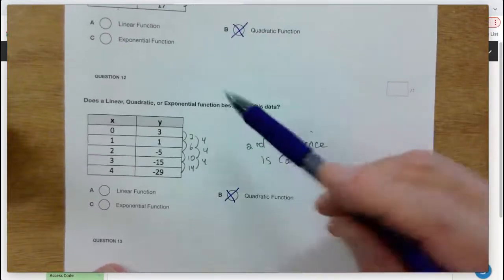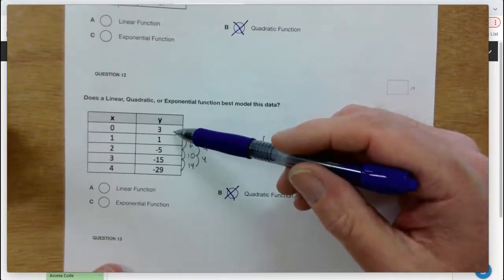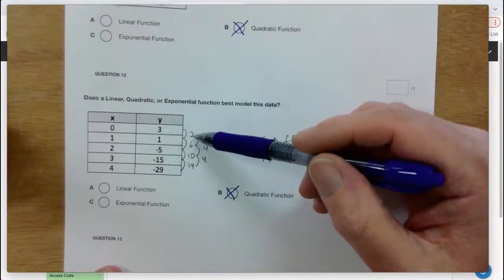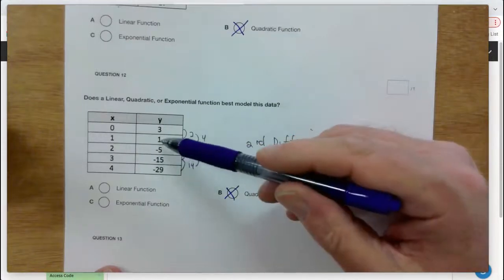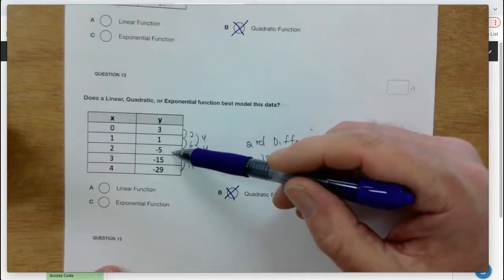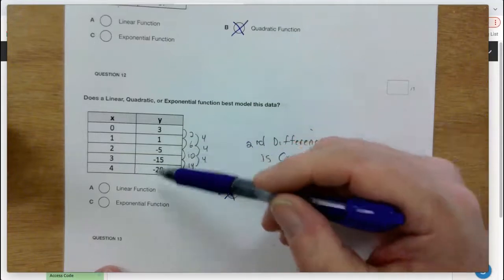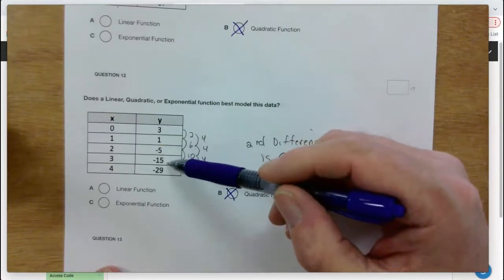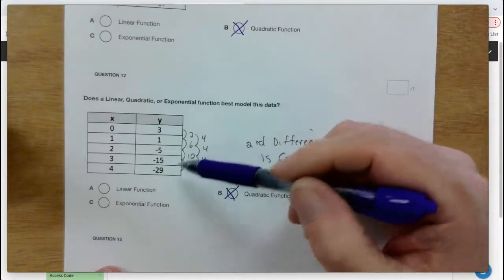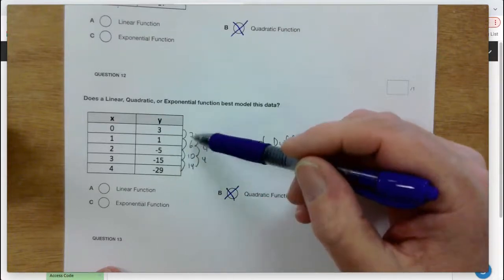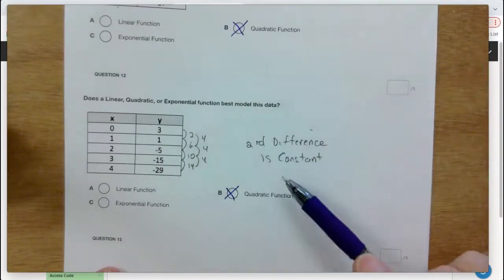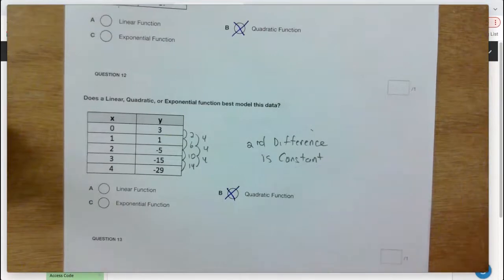Next one, same thing, guys. Again, just look how far apart they are. I did it kind of the other way here, 3 minus 1, they're 2 apart. And 1 and -5, they're 6 apart. 1 minus -5 would be 6. -5 minus -15, that's 10. Again, the first difference doesn't help, but the second difference does. When the second difference is constant, that's a quadratic function.